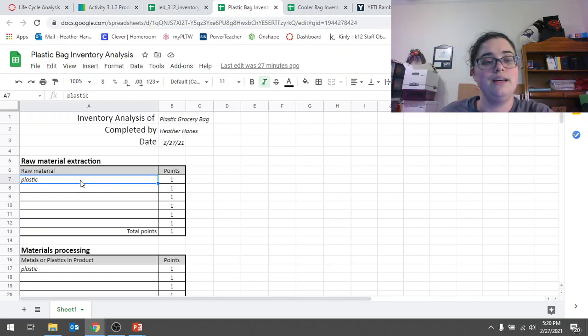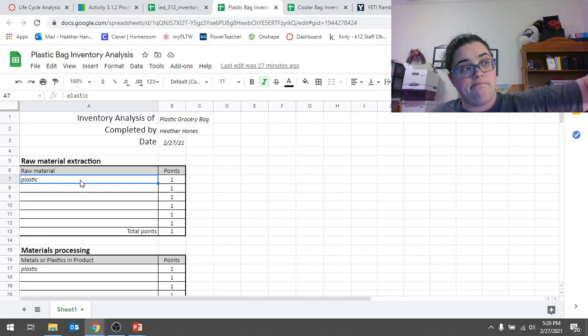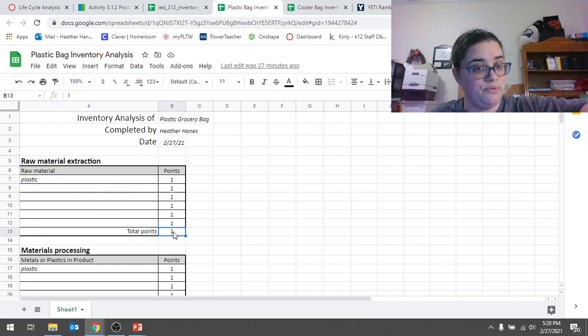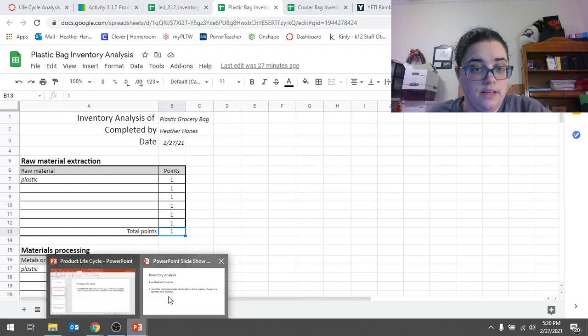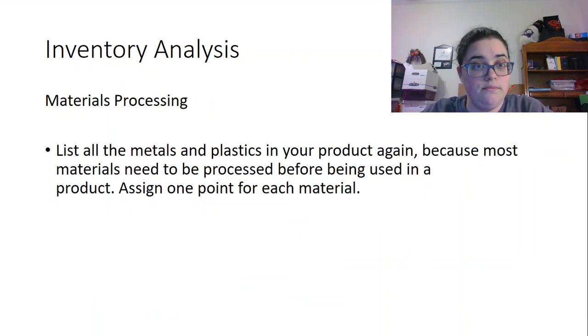I'd actually go and list that. It might be more than one. But for my purposes, it's made of plastic. That's good enough for me. I'm going to put a total point of 1 down at the bottom because that's the only line I've filled in, 1 point. There's my total point for the raw material. Okay? All right, next. Materials processing.